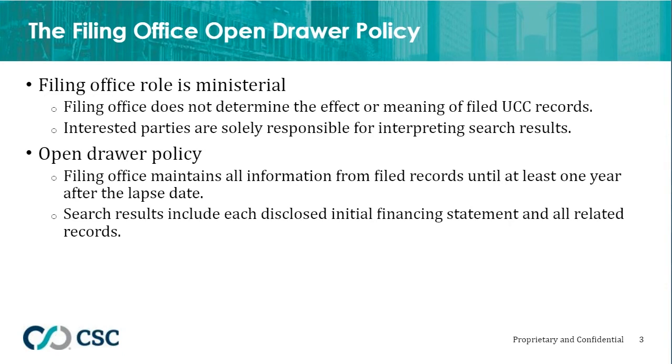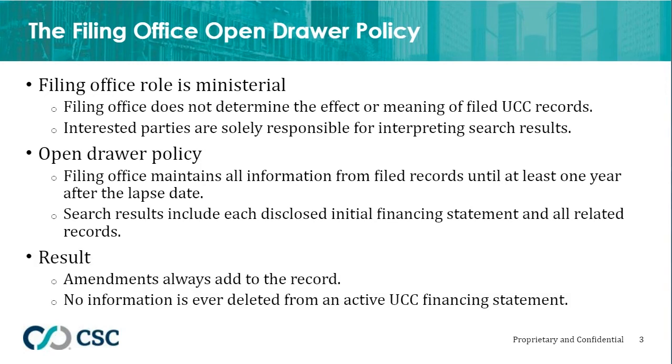And what this really means for the searcher is that all UCC amendments are cumulative, meaning nothing is ever removed from the record. They always add to it. Even an amendment to delete a party doesn't actually delete the party. It just adds a record that the searcher can take a look at to interpret who is a party, but the parties will continue to appear in the index.